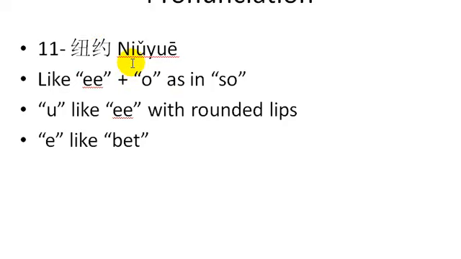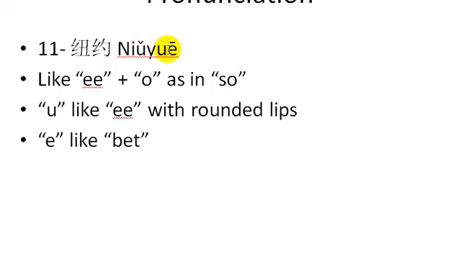Okay? And so the NI is like E, knee, like in your knees, on your legs. So you have knee, and then O, as in so. Knee, O. Neo, kind of like Neo in the Matrix. But it's third tone. So repeat after me. Neo. Neo. One more time. Neo.